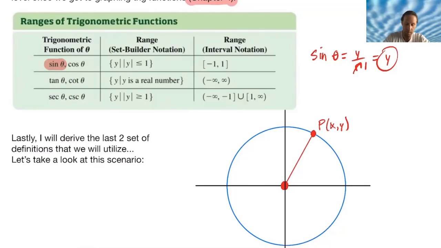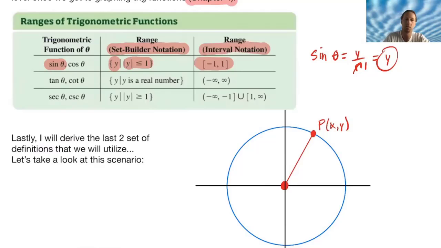So the way that we can write this, they give it to us in two different forms. One is called the set builder notation, where we're actually telling the set of numbers for y such that the absolute value of y is less than or equal to 1. In other words, I like the interval notation better. We could have anything between -1 and 1, including those values.